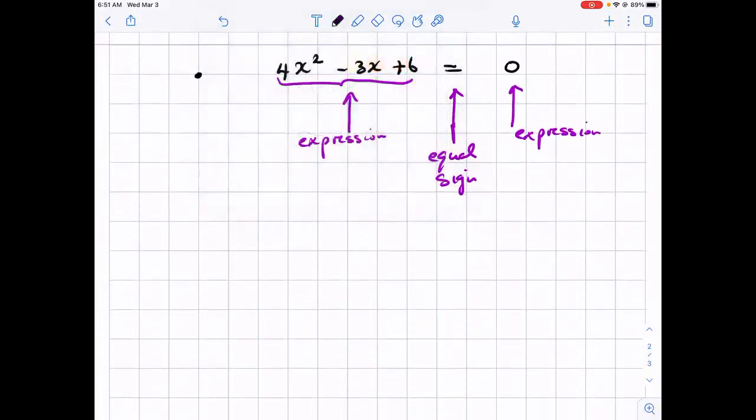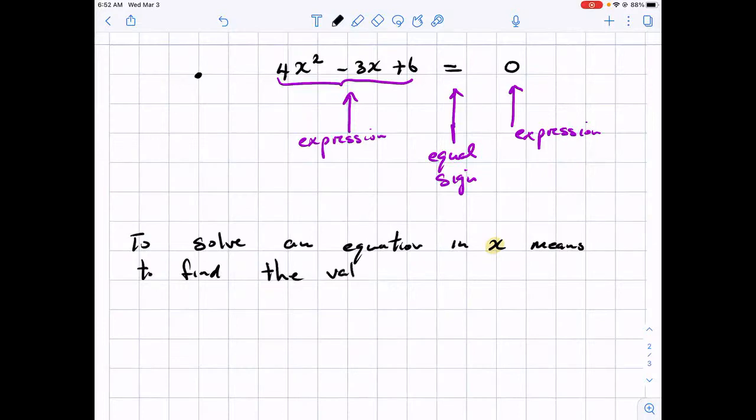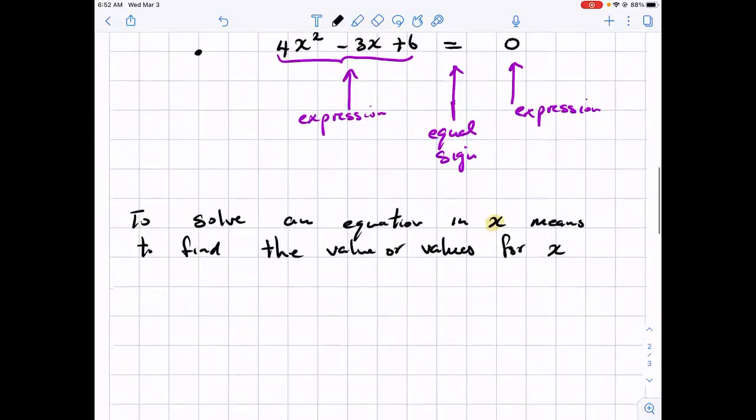So our goal is to solve these equations. So what do we mean to solve? To solve an equation in X means to find the value or values for X for which the equation is true, meaning the left side is equal to the right side if you plug your answer back in.